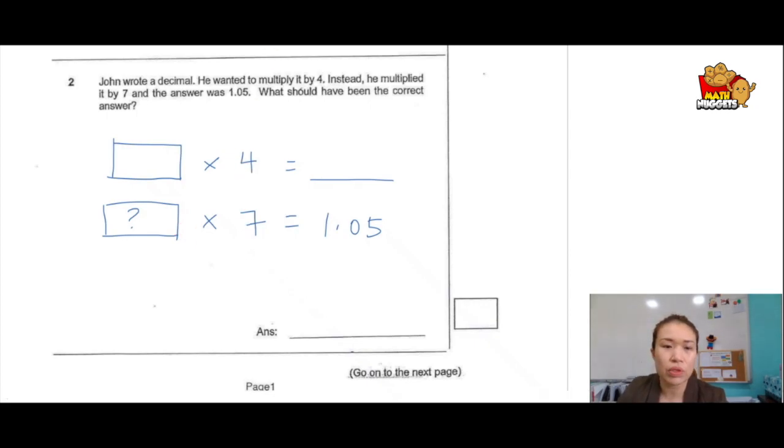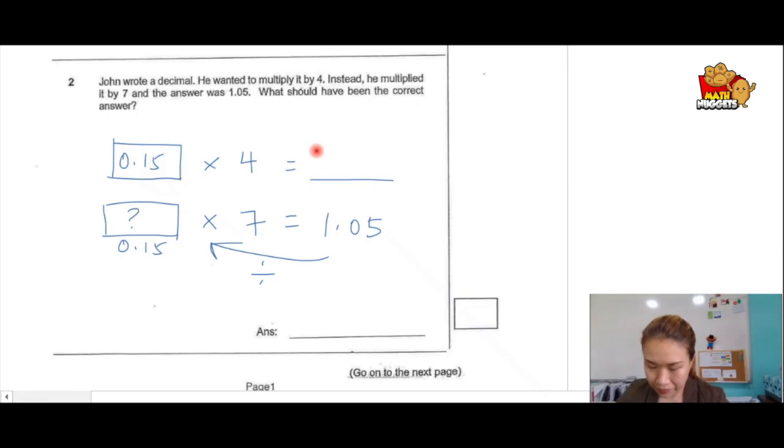So in this case, you got to work backwards to get the answer. 1.05 divided by 7 is 0.15. So he should have taken 0.15 to multiply by 4. The answer should have been 0.6.